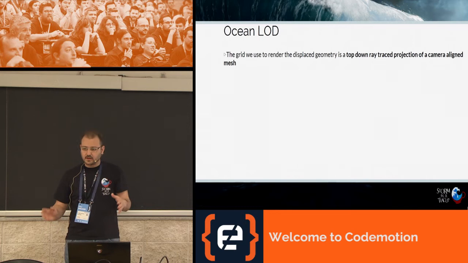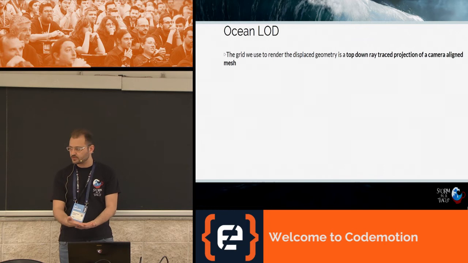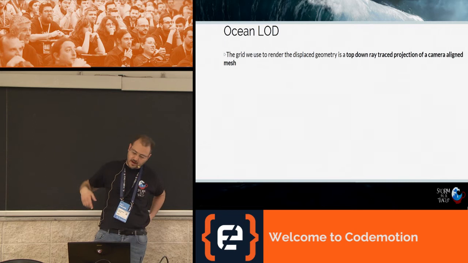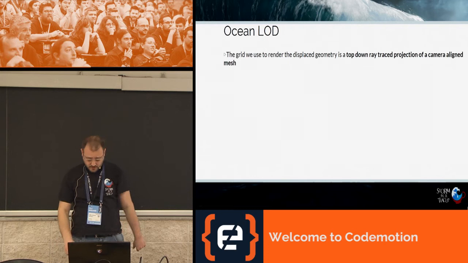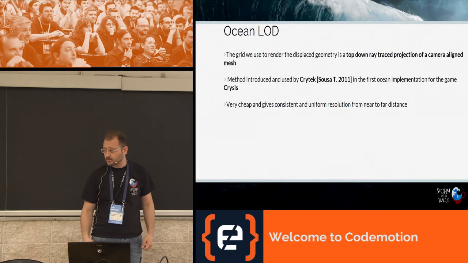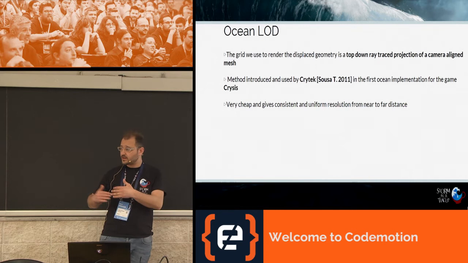So let's talk about the grid now, the triangular mesh that we use for the ocean displacement. So the LOD, which is the level of detail, basically. The grid we use to render displaced geometry is a top-down ray traced projection of a camera-aligned mesh. So we ray trace this grid. And I'm going to explain to you why in a bit. This method was introduced for the first time by Crytek in their first ocean implementation in Crysis. And it's very cheap, so not expensive at all, and gives consistent and uniform resolution from near to far distance, so you don't have artifacts whatsoever.